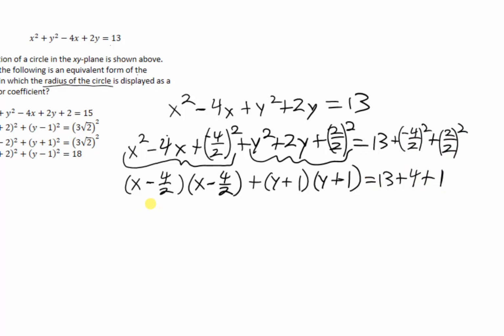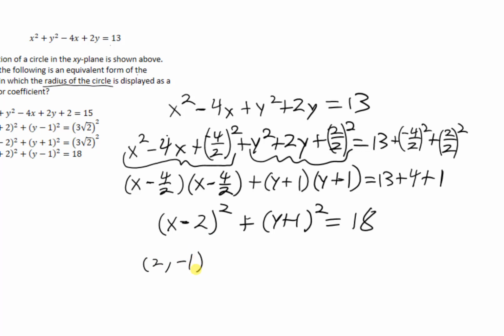So I have this pretty much done here. Let me just write them as squares. x minus 4 over 2, x minus 4 over 2, that can just be written as x minus 2 quantity squared. And then for the y's, y plus 1 is just y plus 1 quantity squared. And then that's equal to 13 plus 4 plus 1, which is equal to 18. So this is almost in standard form. We could identify the center. It's going to be at x equals 2 and y equals negative 1.